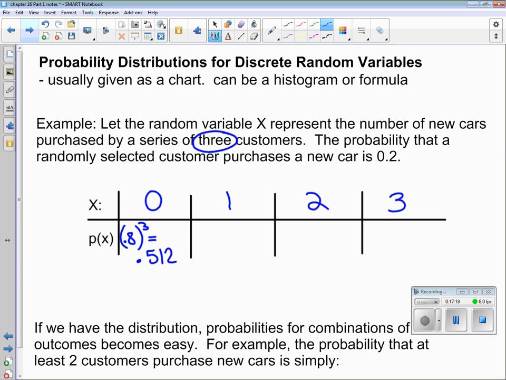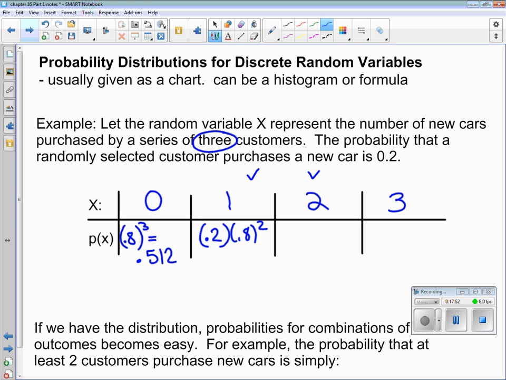How about if 1 person bought a car? That means 2 people did not buy a car, but 1 person did buy a car. So what would that be? 0.2 times 0.8 to the second. Would you agree with that? Okay. Do I have to worry about the order? Yeah. Let's see. Maybe. We know a way to check ourselves and make sure that they all add up to be 1, right? So maybe we'll have to check these 2 again. We'll have to see. Possibly.